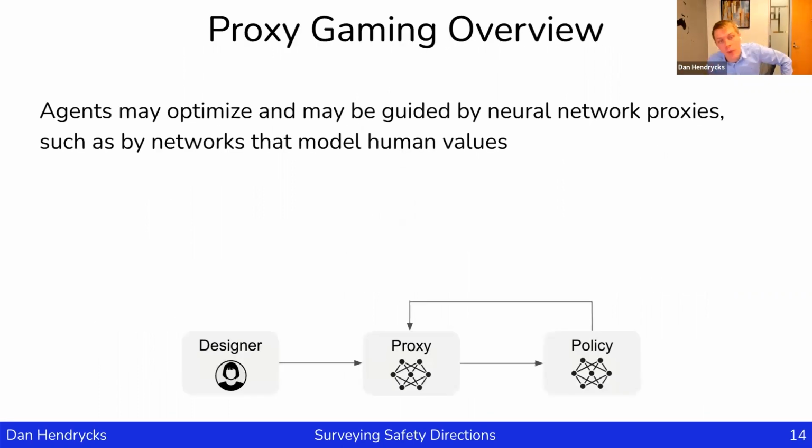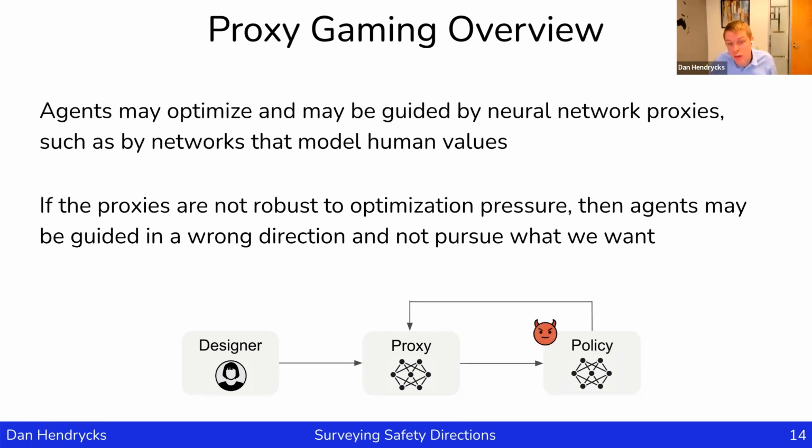So an area in robustness is called proxy gaming. Here, agents may optimize and may be guided by neural network proxies, such as networks that model human values. So there's a proxy that encodes a designer's wishes, or the proxy models what a person would think would be good to have happen, or what would be pleasant to them versus harmful to them. So it's incorporating and encoding many human values, just a way of embedding ethics. And then a policy is optimizing this so that it can produce good outputs.